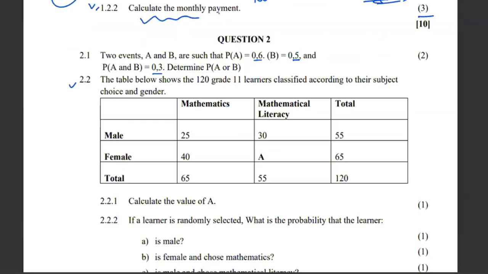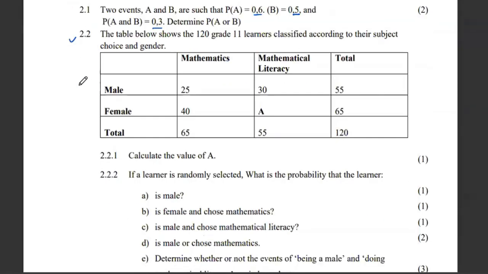Then question 2.2. The table below shows 120 grade 11 learners classified according to subject choice and gender. For maths, we have 25 males. Maths lit, we have 30 males, a total of 55 males. For maths, we have 40 females. We don't know the females that are doing maths lit, but we have a total of 65, and so on and so forth. Calculate the value of A.